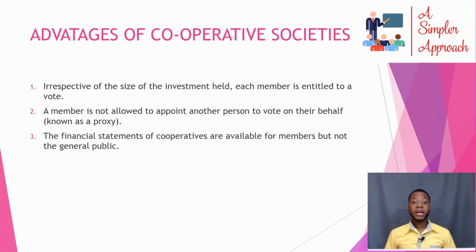The advantages of cooperative societies include, number one, it doesn't matter what the size is or what the amount of investment you hold. As long as you're a member, you are entitled to a vote. That's number one. Number two, proxies aren't allowed. And a proxy is a person who votes on behalf of somebody else. That's not allowed. Only you can put forward your own vote. Okay?